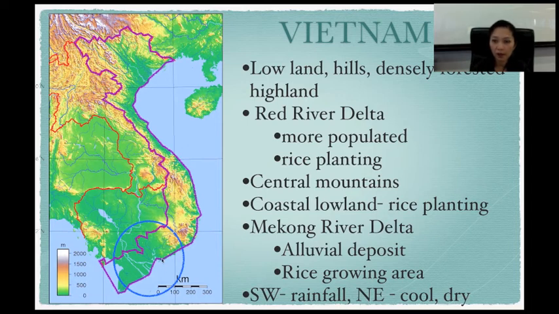So in Vietnam, there are two parts, the northern part on the Red River Delta and the southern part, the Mekong River Delta, that are really, really important for rice cultivation.